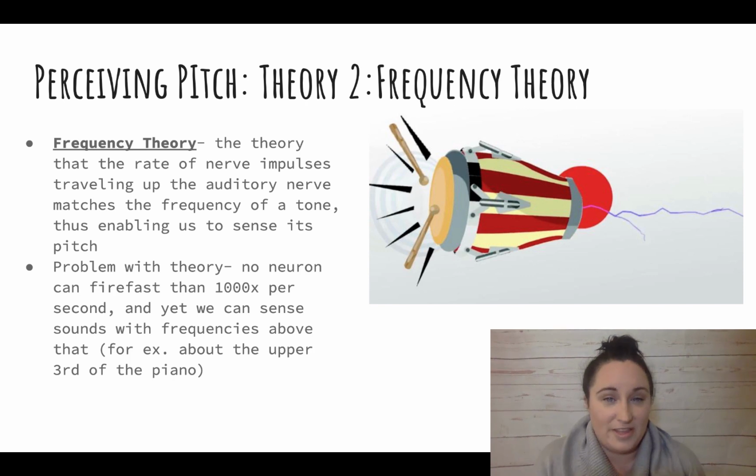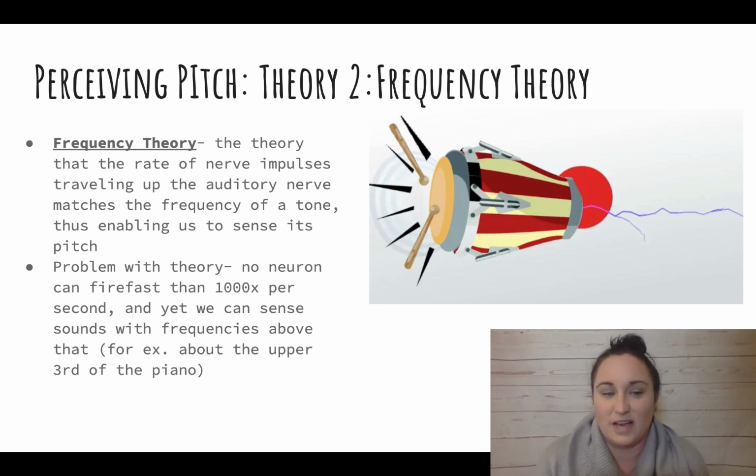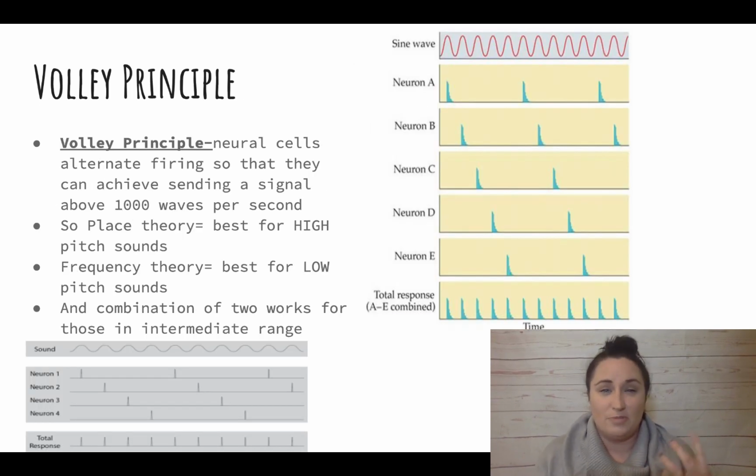But the problem with this theory, so both theories have a problem, and the problem with frequency theory is that no neuron can fire faster than 1,000 times per second, and yet we can still sense sounds with frequencies that require it to do more than 1,000 times per second. So for example, the upper third of the piano is faster than 1,000 per second. So we kind of use both of them.